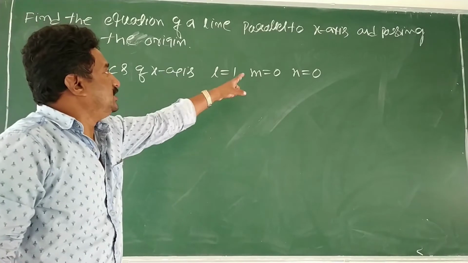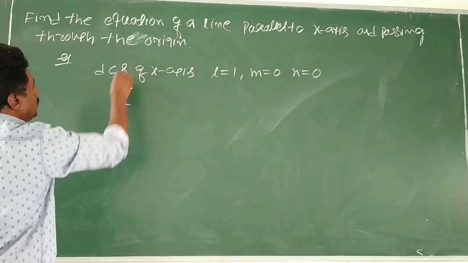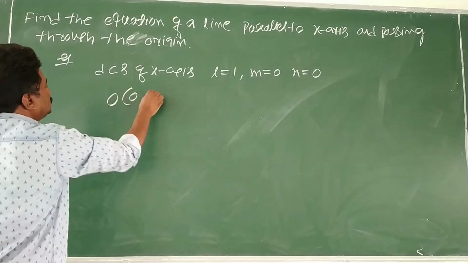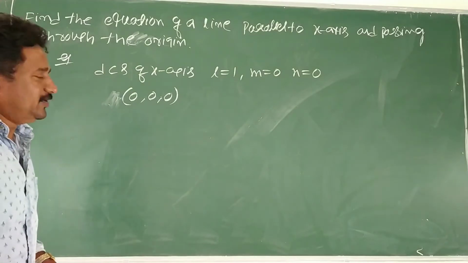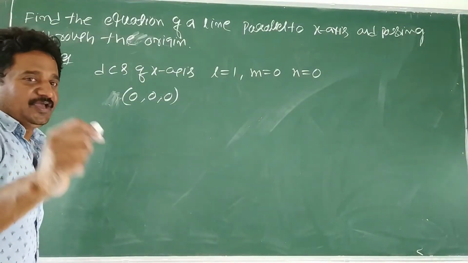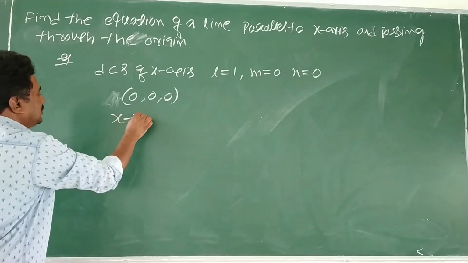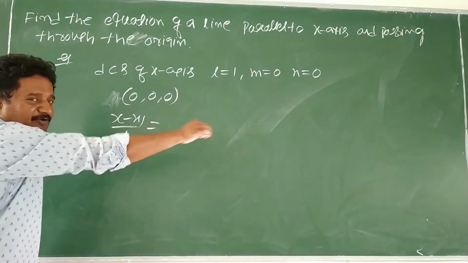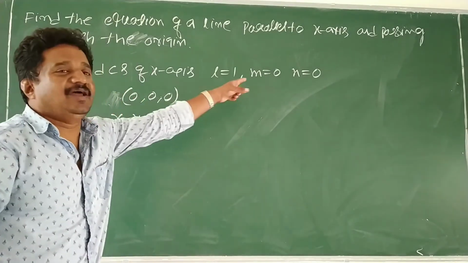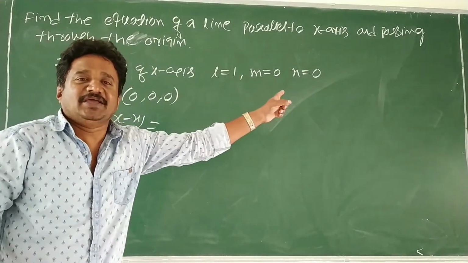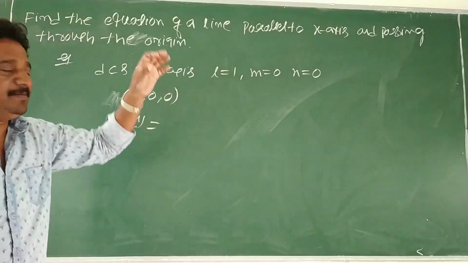Now we have the DCs and the line is passing through the origin. What are the coordinates of the origin? 0, 0, 0. Now tell me the equation of the line, students. Do you remember x minus x1 by l? Instead of writing a, b, c, you write l, m, n because l, m, n are given. If a, b, c are given, you use a, b, c. If l, m, n are given, you use l, m, n.